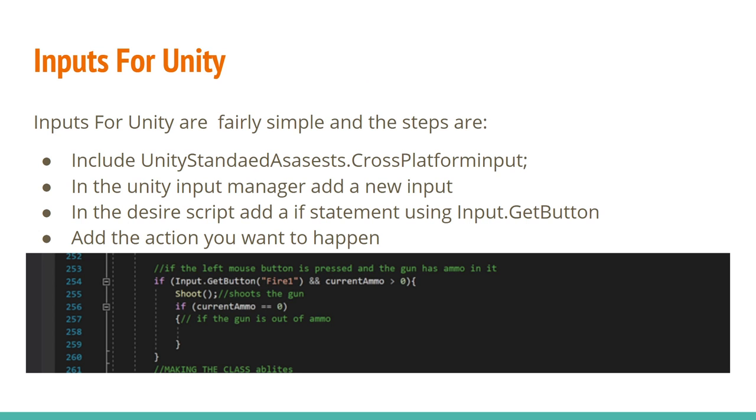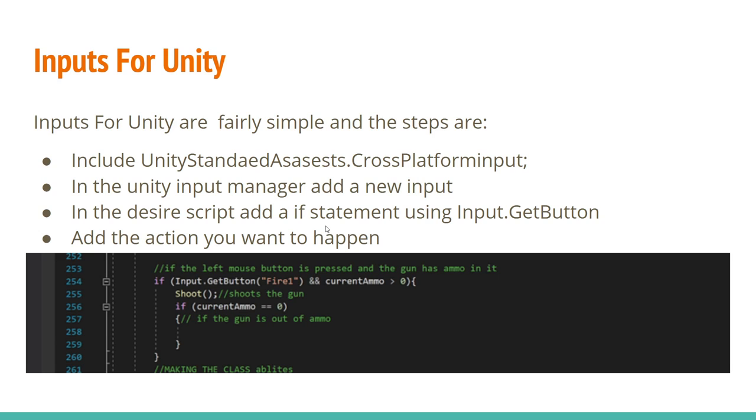So first up is the inputs in Unity, and basically from experience using Unity, you want to include the Unity standard assets, that cross-platform input at the top. Then when you go back into the Unity editor and manager, you're going to go to the input manager and add a new input. You can name it whatever you want, like you can choose to name what the actual input is. As you can see from this image, the fire one, I named it fire one and I set what button it is. I'll show all of this in a second.